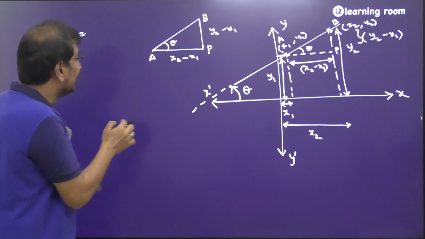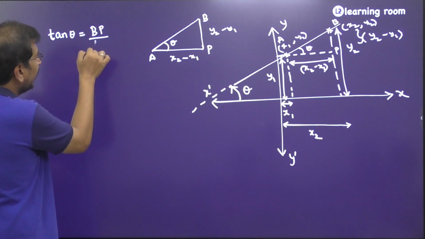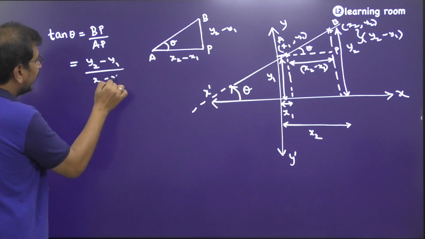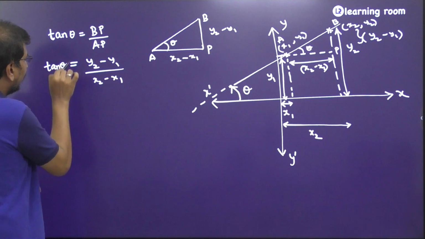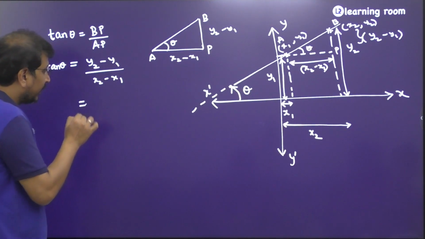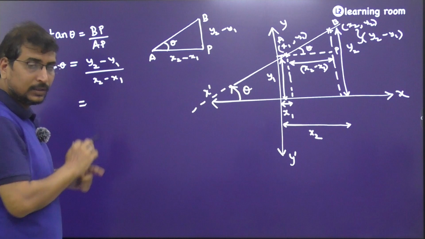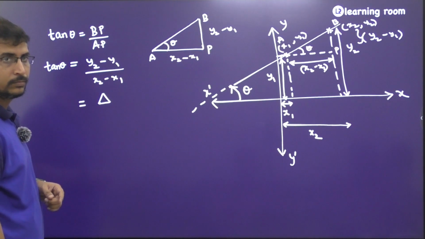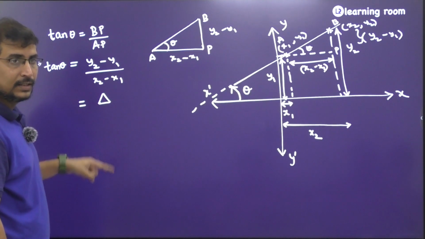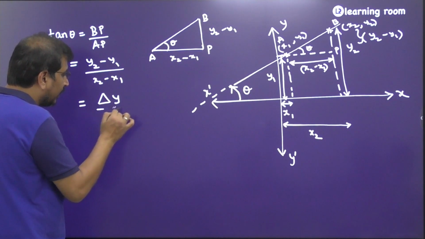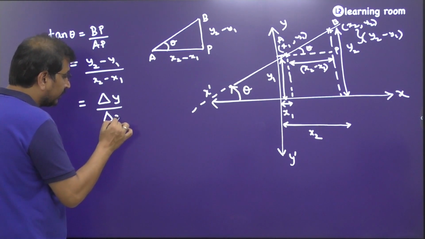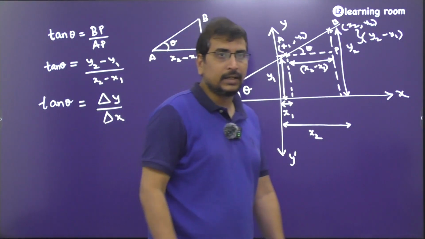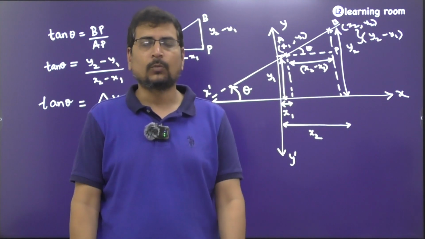Opposite divided by adjacent. So it is BP divided by AP, which gives me y2 minus y1 divided by x2 minus x1. This is tan theta. If you observe this, can I write y2 minus y1 as the difference in the y coordinates? In physics, difference is represented by the symbol delta. So this triangle is called delta. So delta y divided by delta x. Basically, if you know 2 points on a line and somebody asks you to write the slope of the line, what will you write it as?